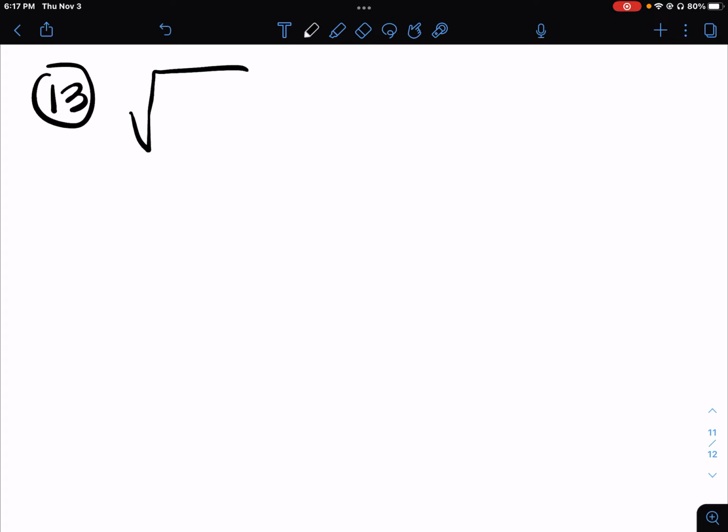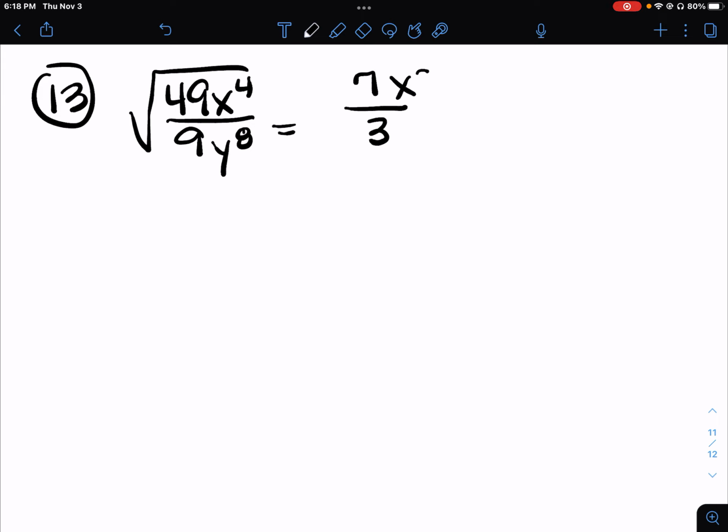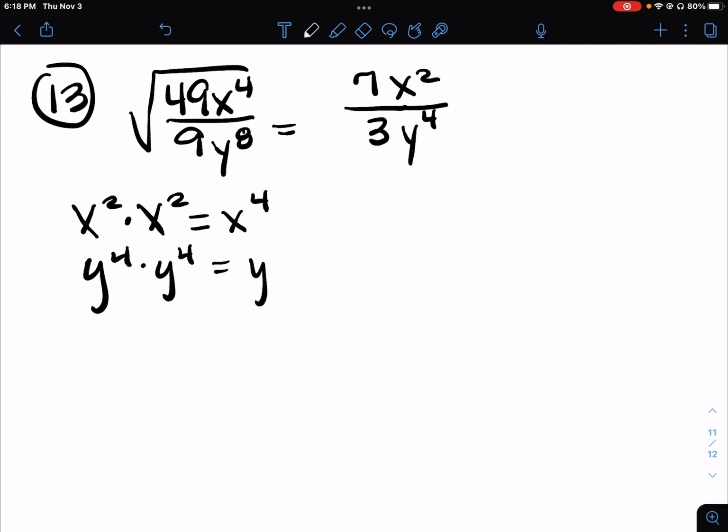Thirteen is to take the square root of a fraction, which means we take the square root of each of them. The square root of 49 is 7. Square root of 9 is 3. And we take half of the exponents for this. The reason we do that is because x squared times x squared equals the x to the 4th. y to the 4th times y to the 4th equals the y to the 8th.